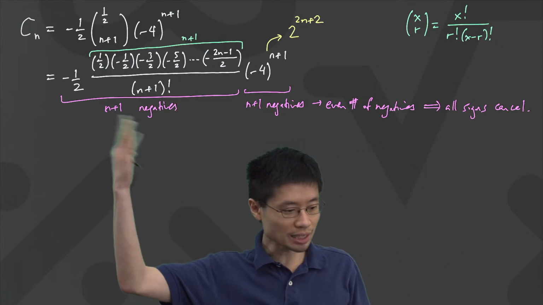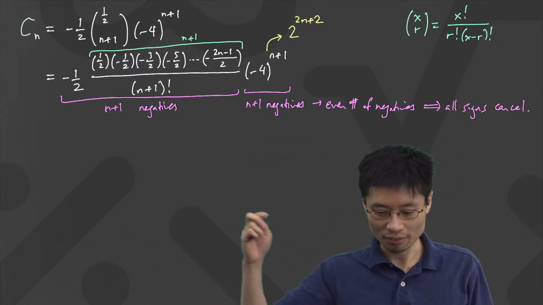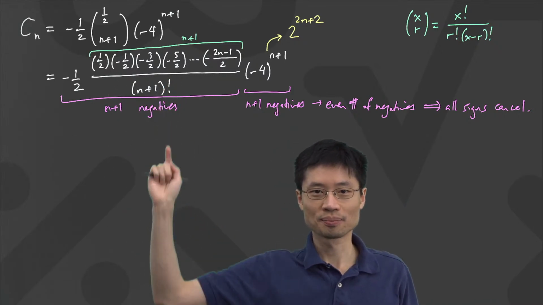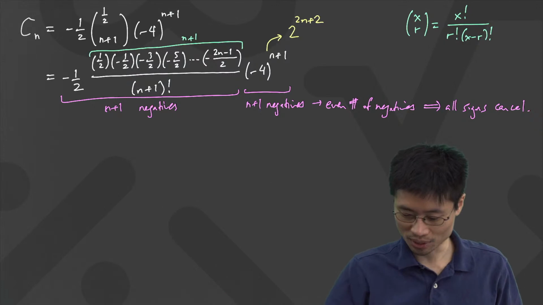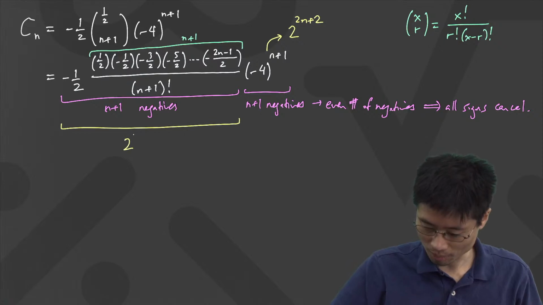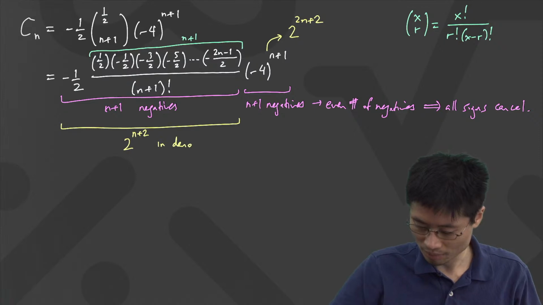And now if I look at the rest of it, how many 2's do I have? I have n plus 1 2's from these guys. And then I have another one. So I have n plus 2 2's. 2 to the power n plus 2 in the denominator.